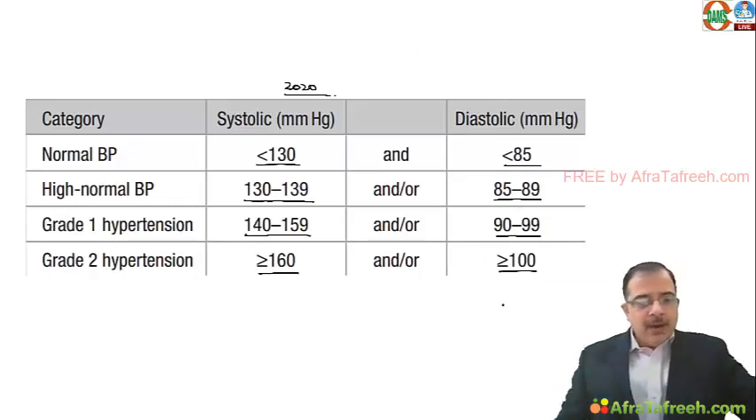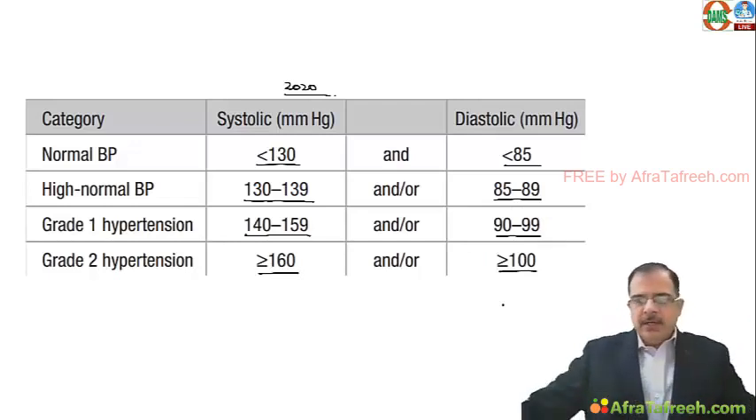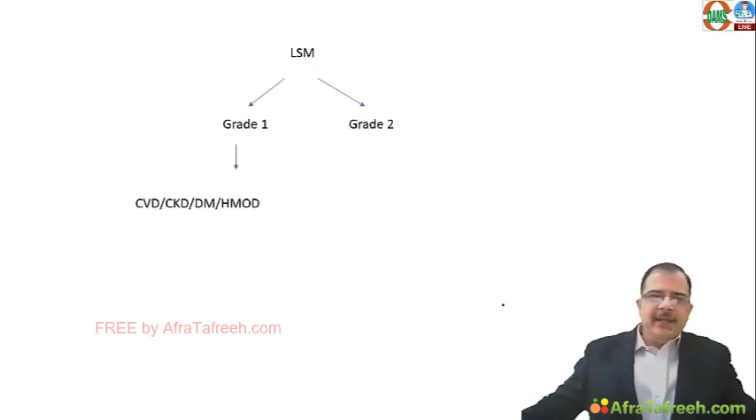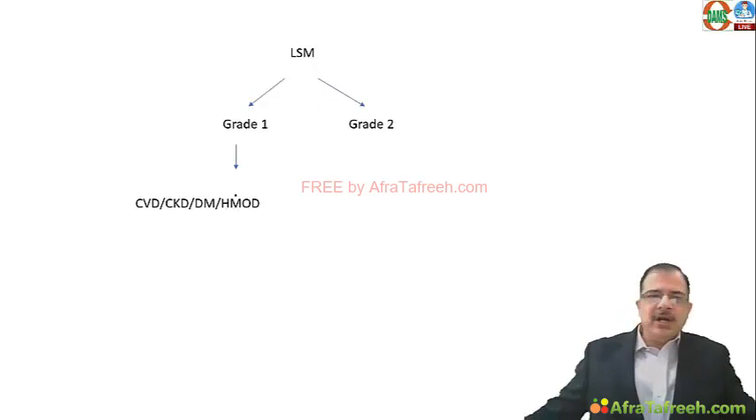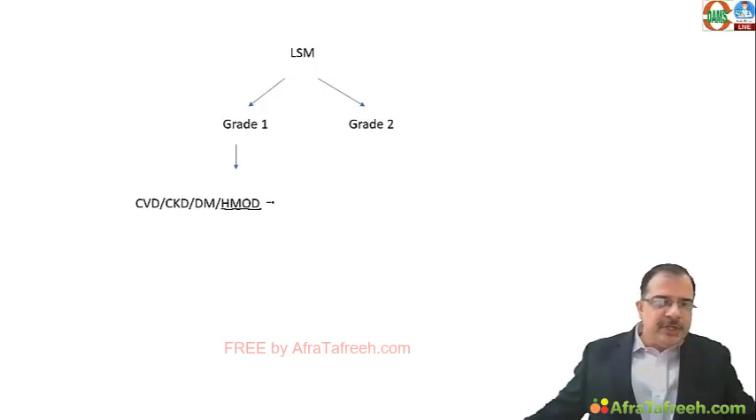But how to manage a patient? How to manage a patient with blood pressure? A very commonly asked question. Lifestyle modification is the most important, and if the patient is in grade 1 hypertension, then in that scenario, look at the clinical history: cardiovascular disease, CKD, diabetes, or hypertension-mediated organ damage. HMOD is hypertension-mediated organ damage, which includes LVH or albuminuria.